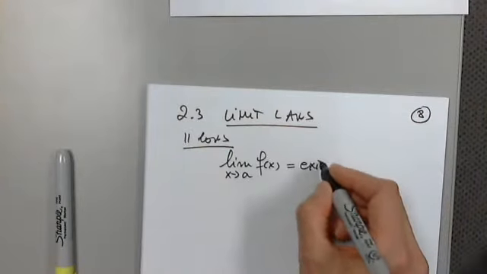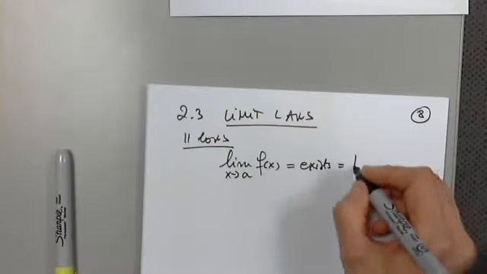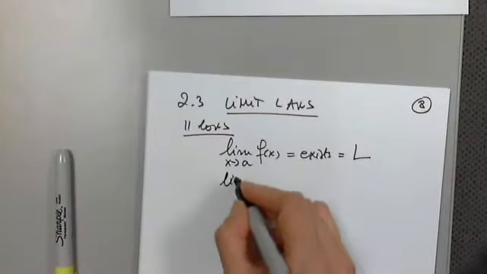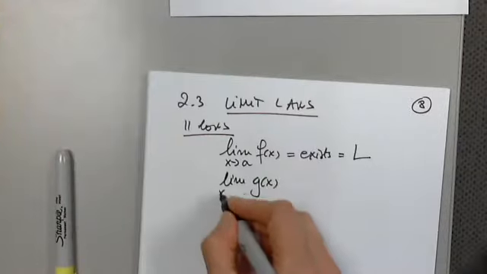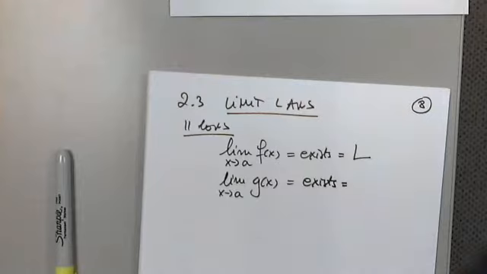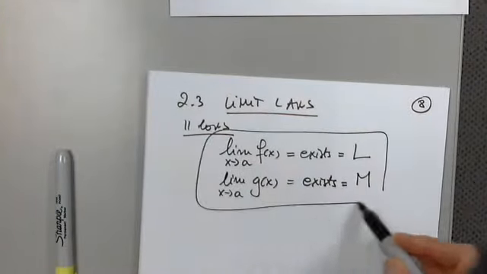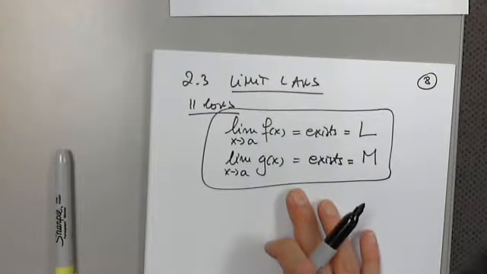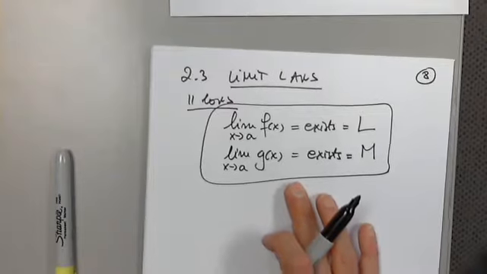Exists and is a number that we are going to call L. Limit of g of x as x approaches a from either side also exists. When we say that the limit exists, we mean it's a number, not infinity or DNE, of course. And let's call this M. So these are the conditions for the limit laws. If these conditions are not fulfilled, we cannot apply a limit law.